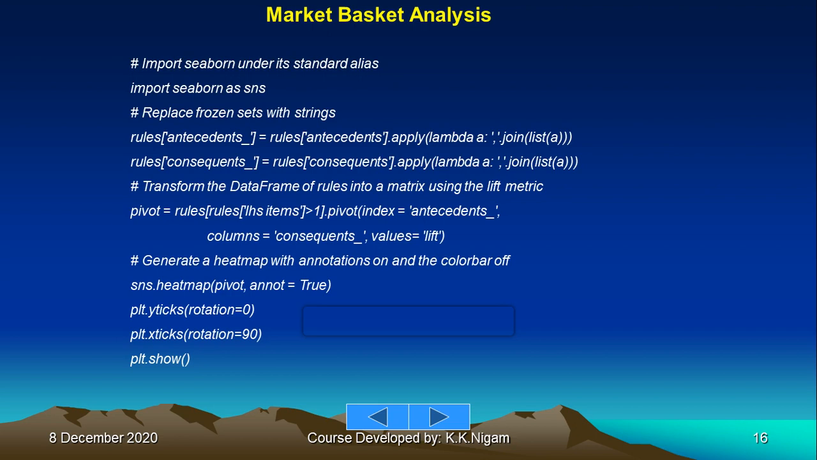Pivot is equal to rules.pivot, index is antecedent, columns is equal to consequent, values lift. Generate a heat map with annotations on and color bar off. This is the remark for the time being, but you can use the annotations on that. That means you will start getting the figure inside that square. sns.heatmap pivot, annotate is equal to true. So here you are writing that annotation is true. That means you will start getting the figure in the box. plt.yticks rotation and xticks rotation is equal to 90, and then you will show the plot, that is, print the graph.